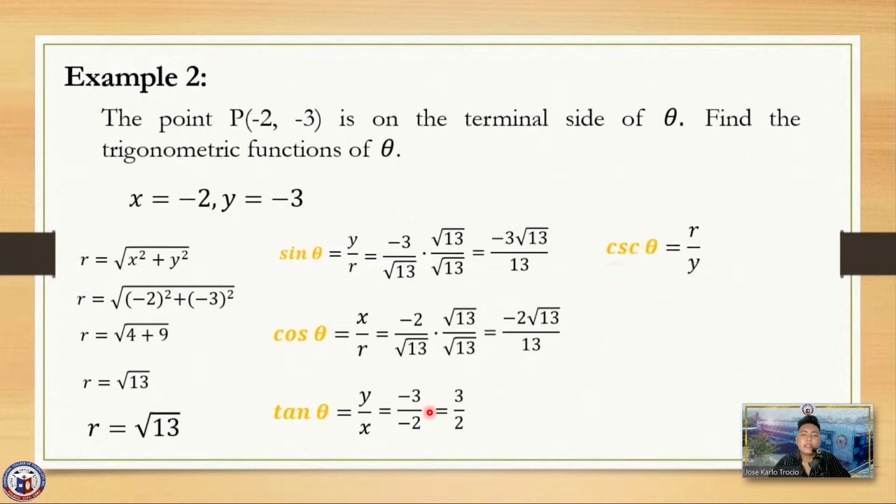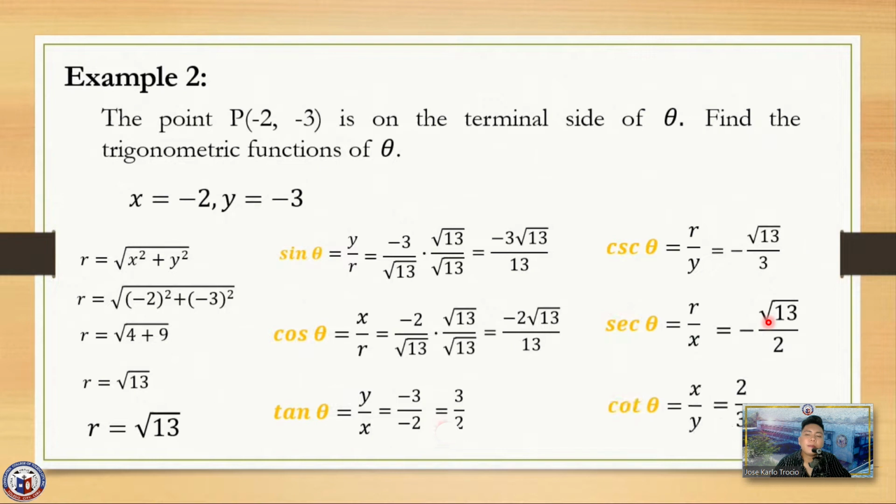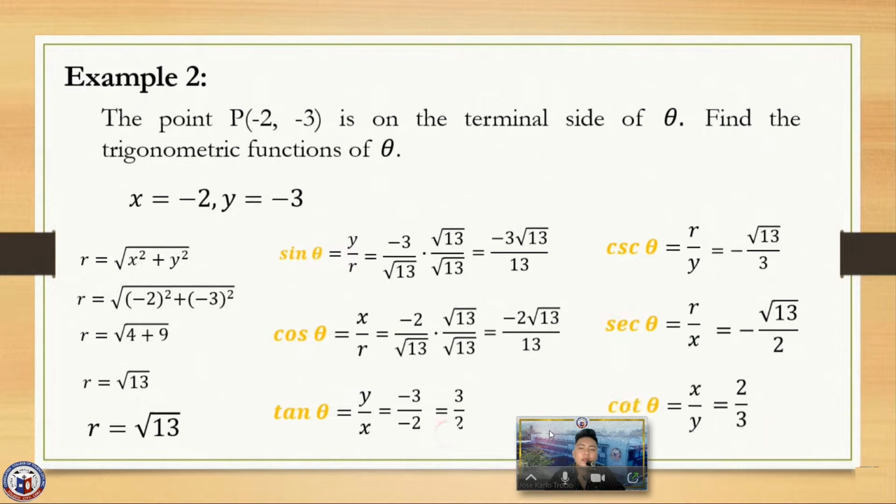How about the tangent? -3 over -2, but you need to have the absolute value, so 3 halves. Okay, remove the negative because that is absolute value. How about this? Square root of 13 over negative square root of 13 over 3, no problem with that because the denominator is not a radical, so no need of multiplying it by perfect 1. How about this? This could be good, and this is already good too.